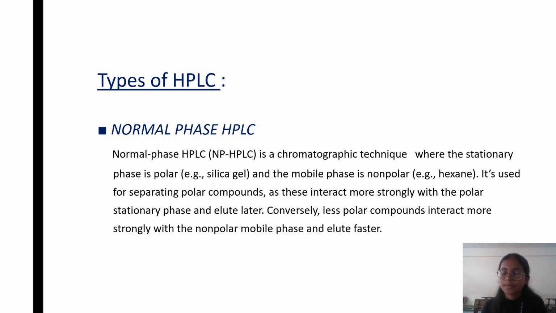We have two types of HPLC, normal phase HPLC and reverse phase HPLC. Normal phase HPLC is a chromatographic technique where the stationary phase is polar and the mobile phase is non-polar. It is used for separating polar compounds as these interact more strongly with the polar stationary phase and elute later. Conversely, less polar compounds interact more strongly with the non-polar mobile phase and elute faster.